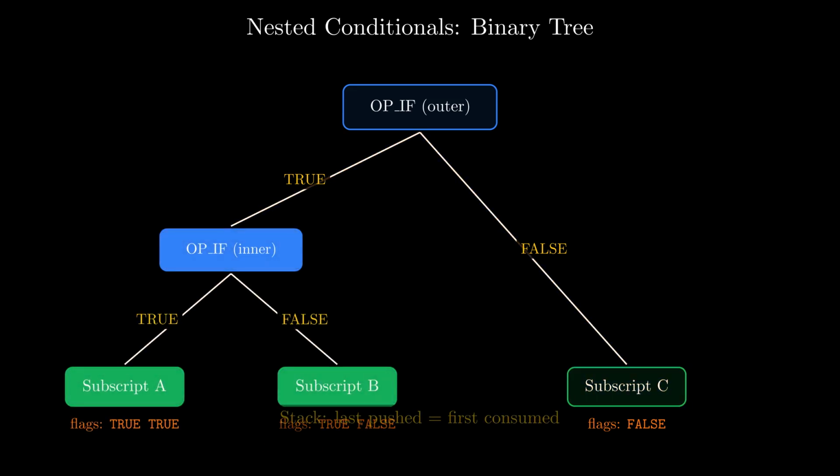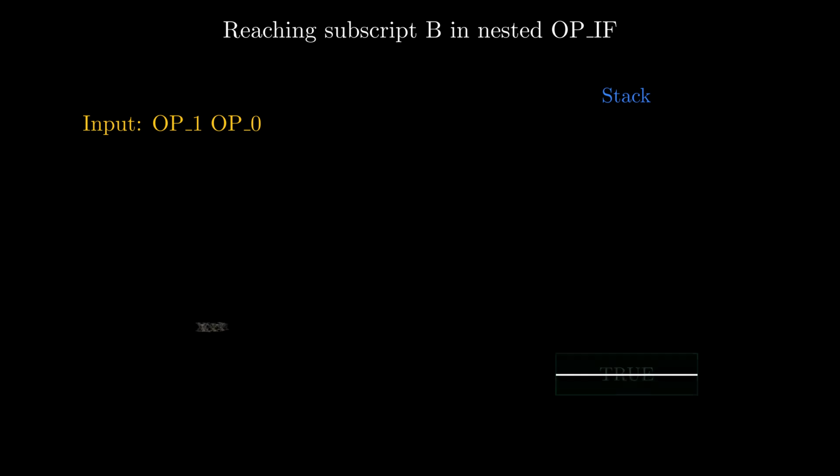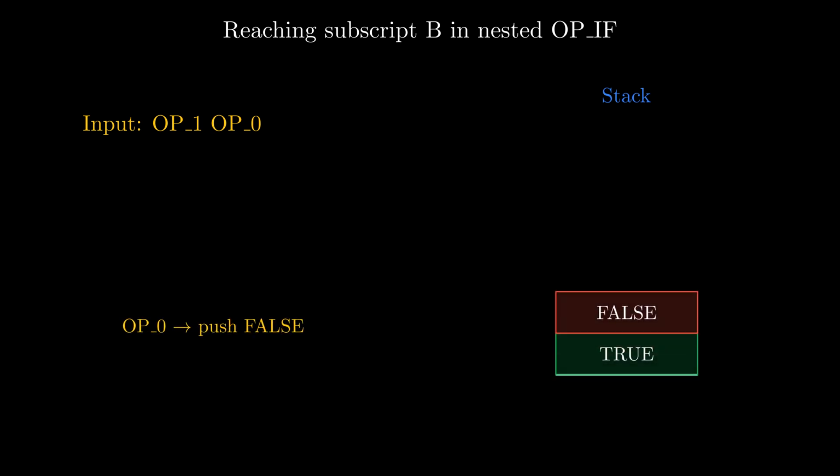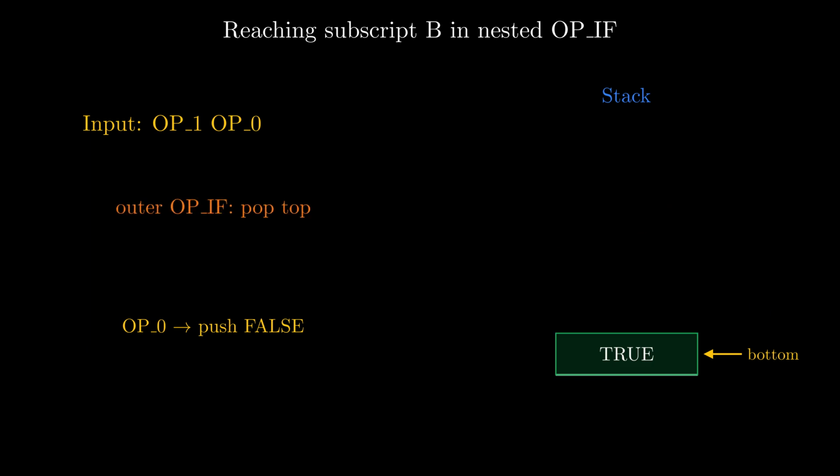Outer if jumps to its else, and the inner conditional is never executed. Stack order is everything. The flag pushed last is consumed first, so the spender writes flags in reverse navigation order. Let's trace reaching subscript B with input flags OP_1, OP_0: push true, then push false. After both pushes, the stack holds true on the bottom, false on top. The outer OP_IF executes first. It pops the top, which is false.